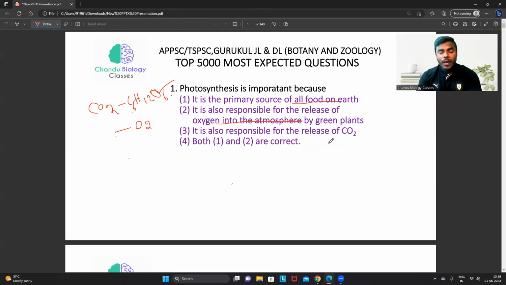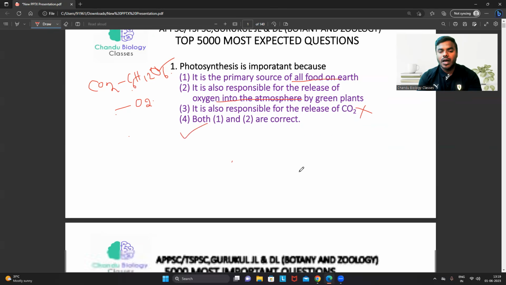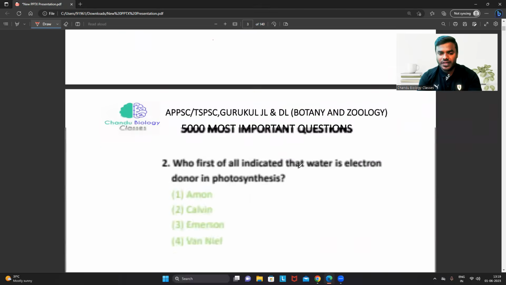And we know very well, in photosynthesis we are not releasing any kind of carbon dioxide. In photosynthesis we are using the carbon dioxide. So option 3 is wrong. The correct answer is option 4, so don't get confused with that.